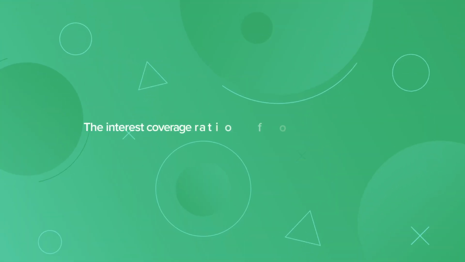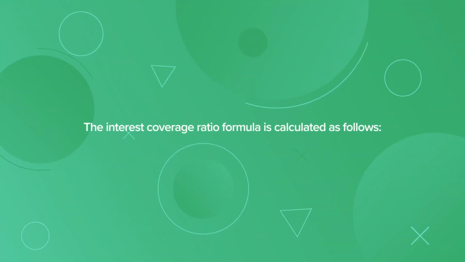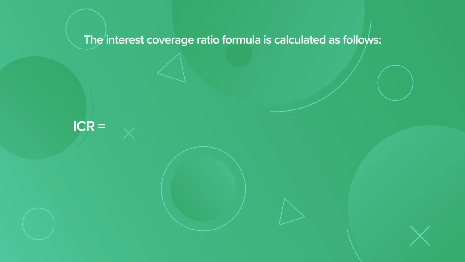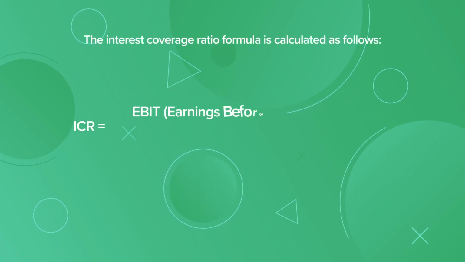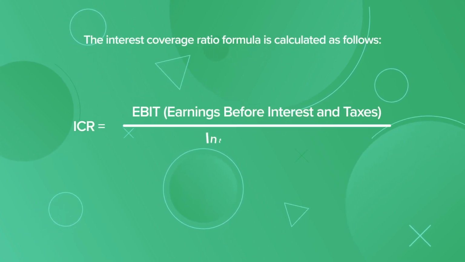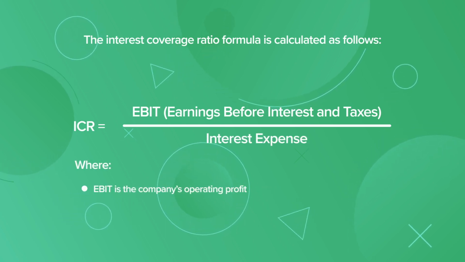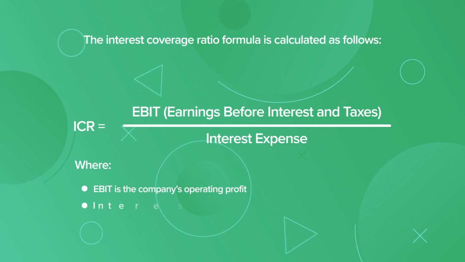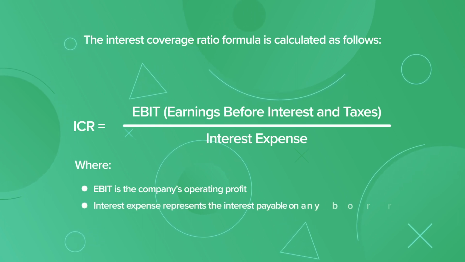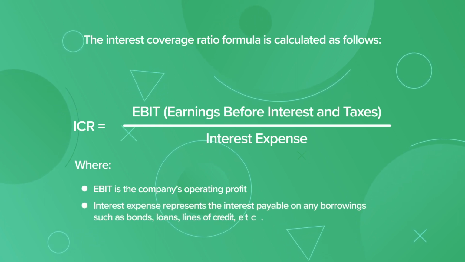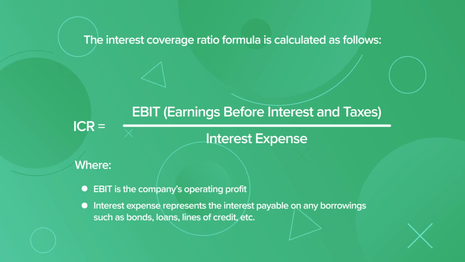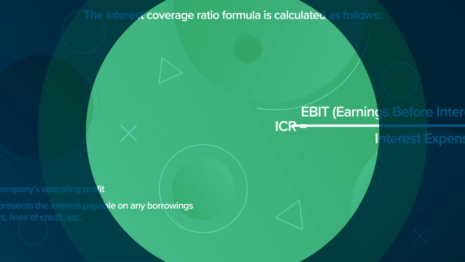The interest coverage ratio formula is calculated as follows. ICR equals earnings before interest and taxes divided by interest expense, where earnings before interest and taxes is the company's operating profit, and interest expense represents the interest payable on any borrowings such as bonds, loans, lines of credit, etc.